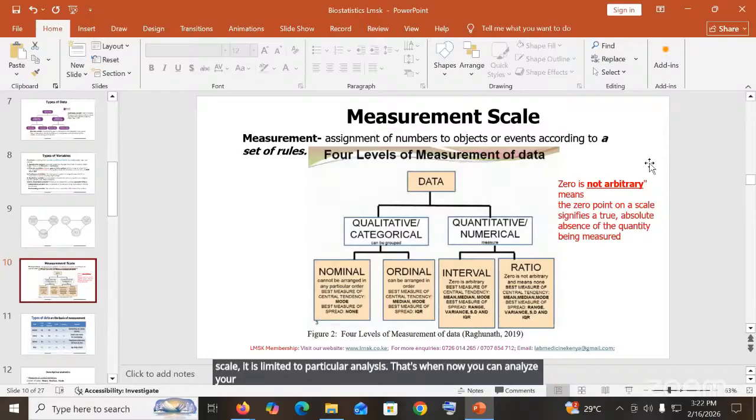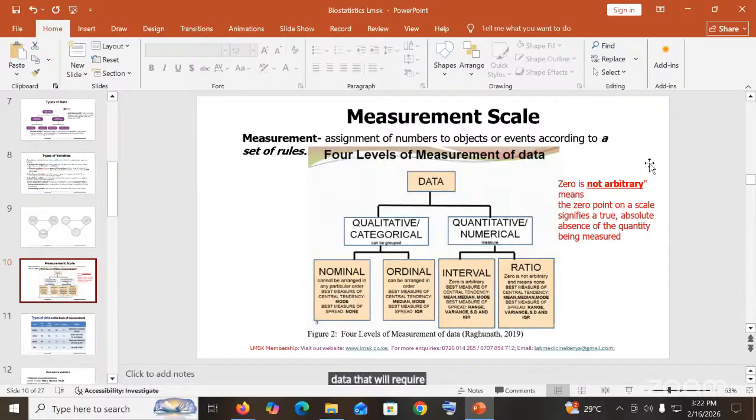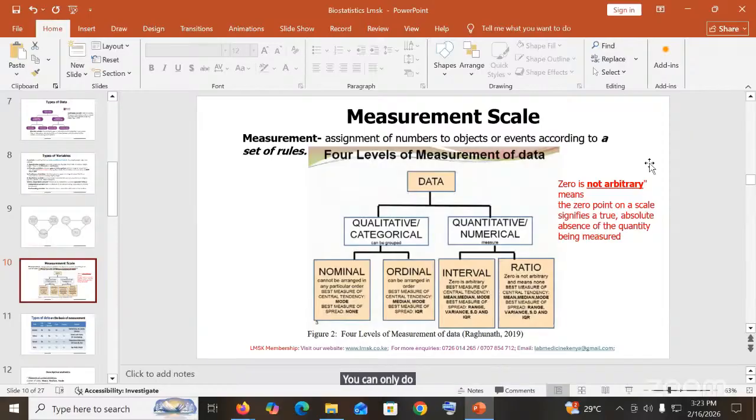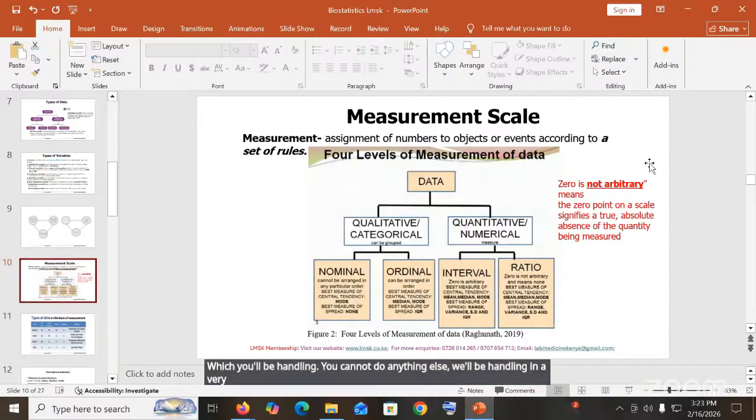For example, nominal comes from the word naming. So when you talk of nominal scale, we are looking at those particular data that require a measurement scale that only allows naming. Blue, for example, color: blue, red, green. For example, gender, female, male. For example, disease type, cancer, malaria. Those are nominal. Now, you can only calculate mode here, which we'll be handling in a very short while. You cannot do anything else on this data.